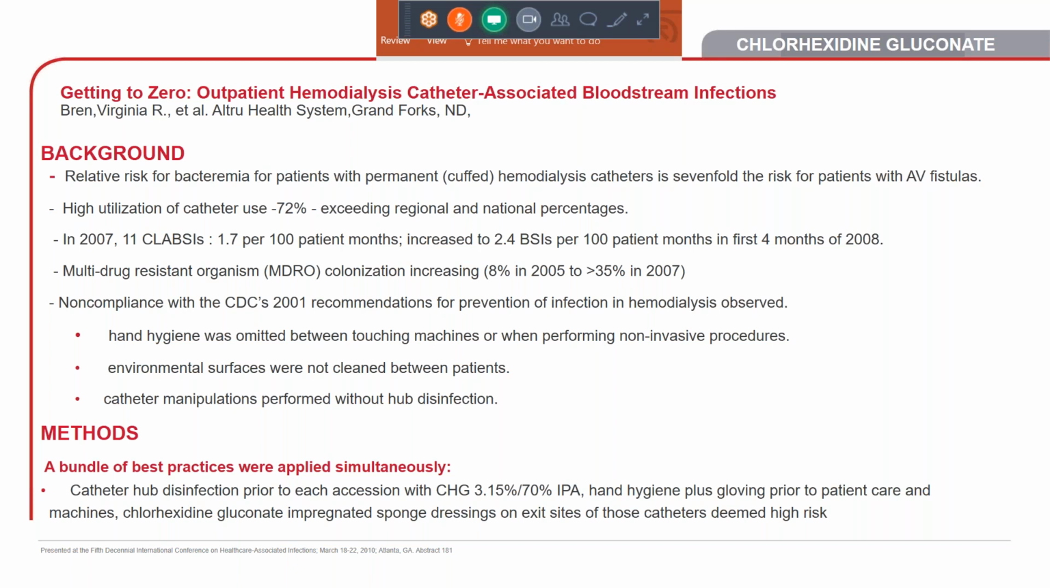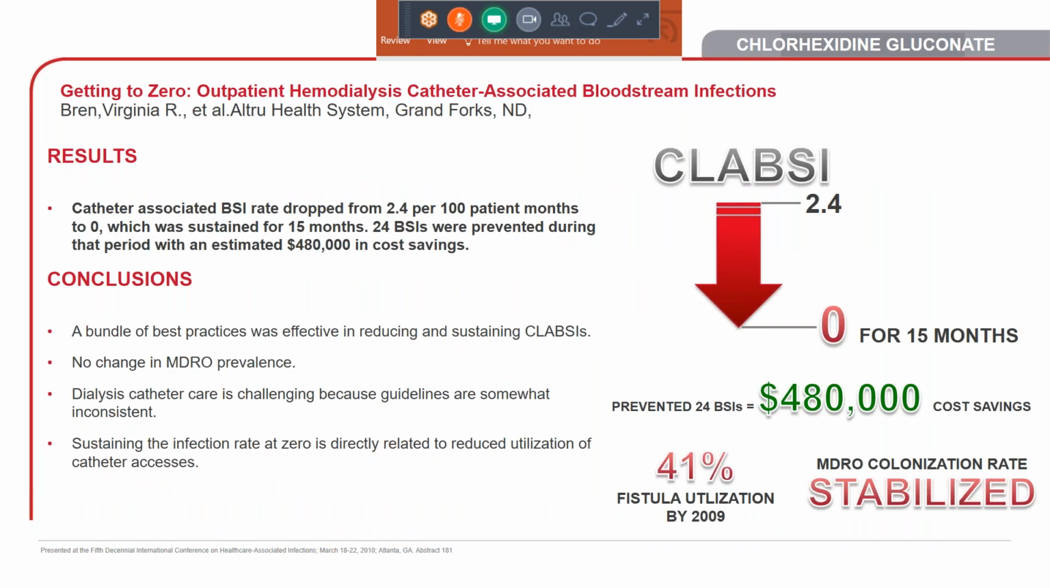So they did a bundle of best practices simultaneously, which are cited here for you, one of which was the transition to 3.15% CHG, 70% isopropyl alcohol for scrub the hub, hand hygiene, plus gloving prior to patient care and touching machines. And they also went to the use of chlorhexidine gluconate impregnated sponge dressings on exit sites of patients who were deemed to be high risk.